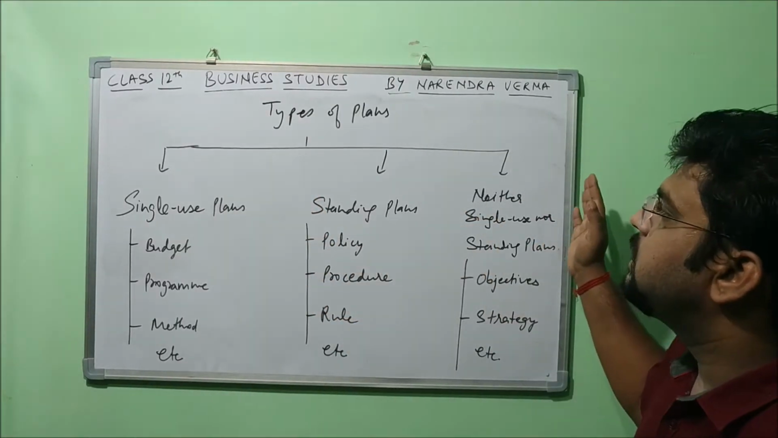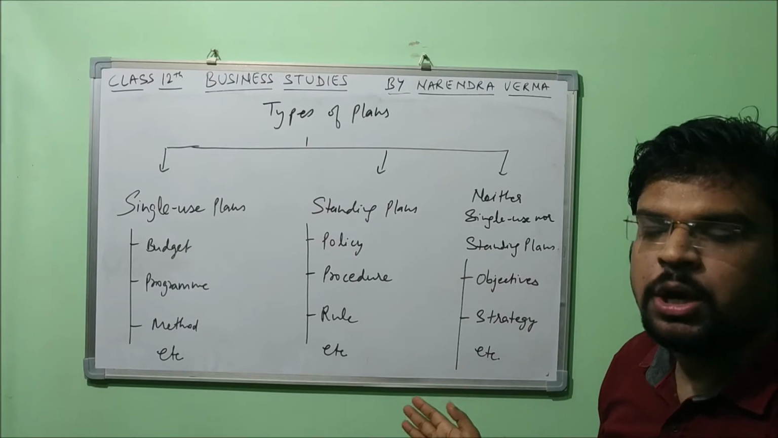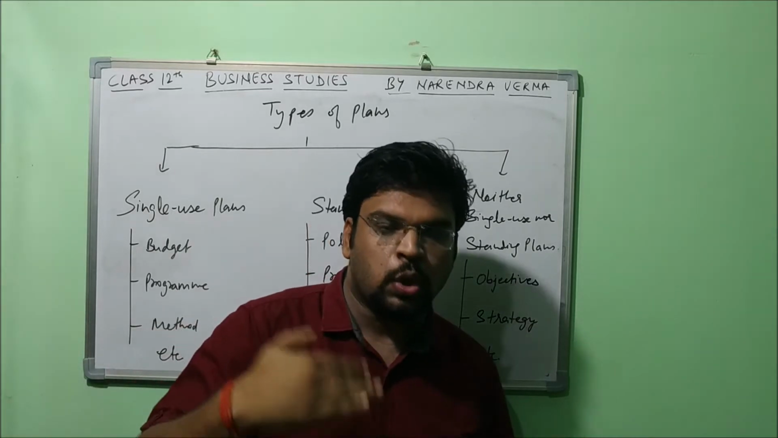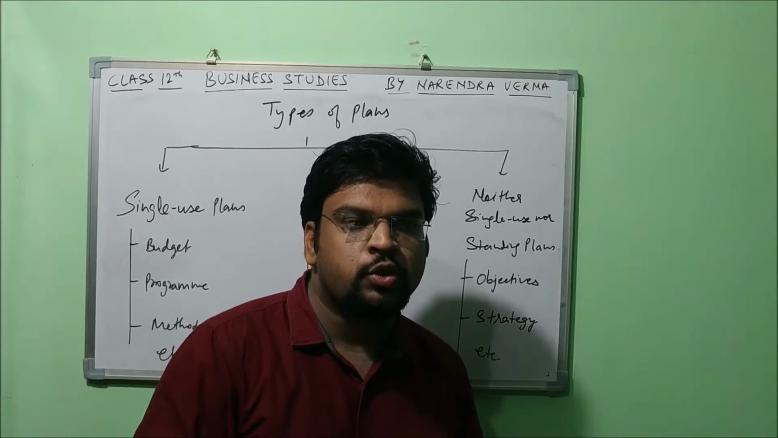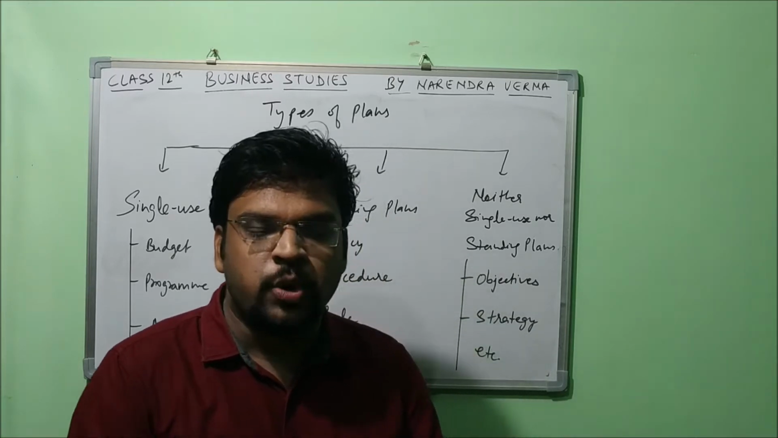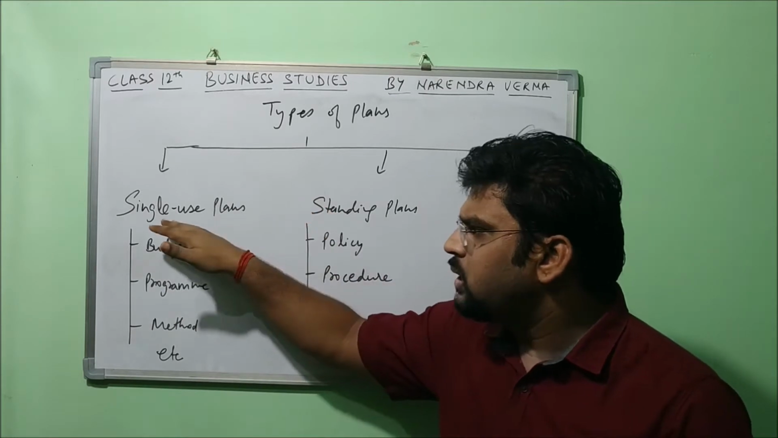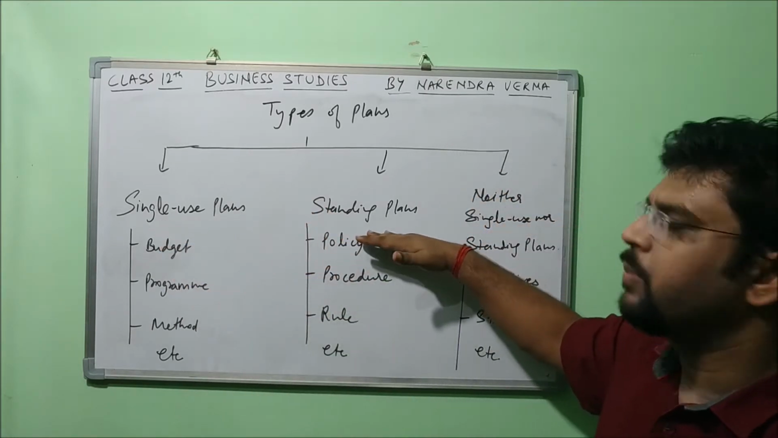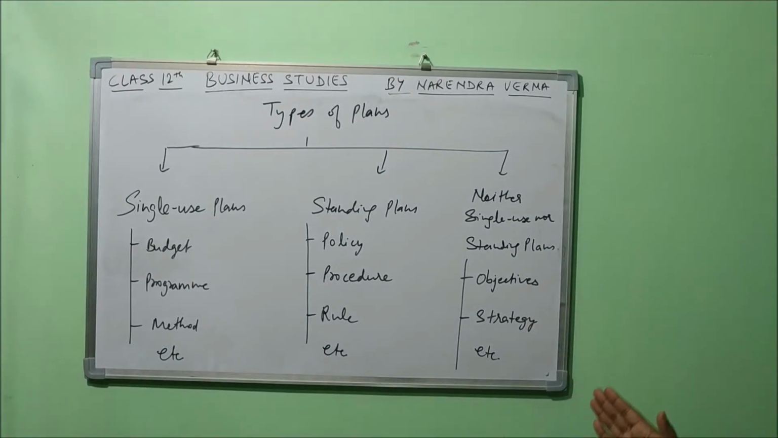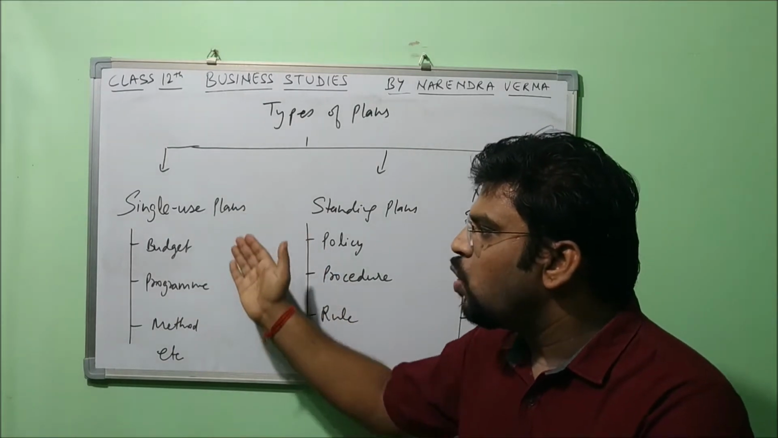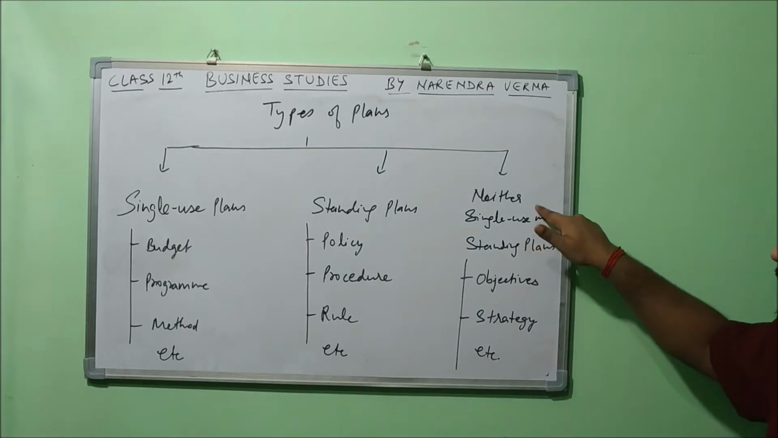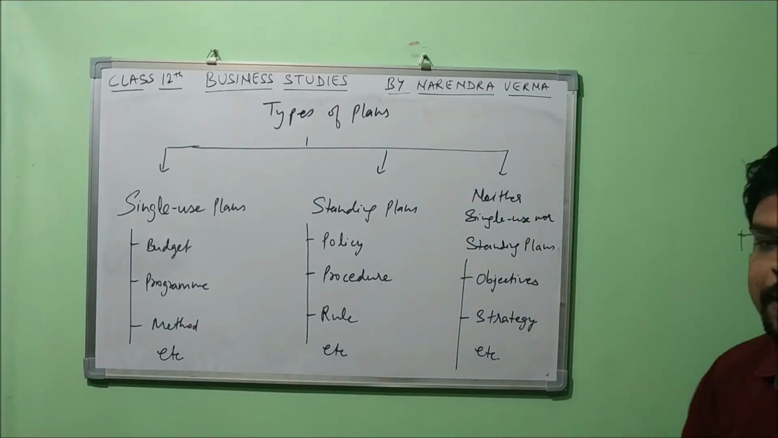So this is the categorization of plans, right? On the basis of the uses, in short or long period or in terms of number of times, the plans have been categorized broadly in two categories. One, single use plans and another is standing plans. And this is the third category I have made: the plans which do not belong to any of these categories come under this category. That is why it has been named as neither single use nor standing plans, right?